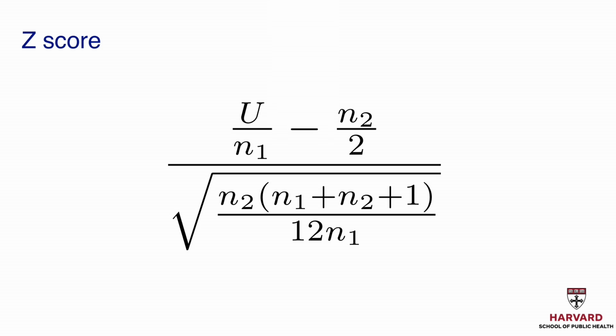The trickier part is computing a standard error for this difference. And with a little bit of mathematics, you can show that this is the standard error of this difference. So we can also use the central limit theorem to motivate that U is going to be asymptotically normally distributed. It's going to be approximated by a normal distribution. So this z-score, when n1 and n2 are large enough, is going to follow a normal distribution with mean 0 and variance 1 when the null hypothesis is true. And we can use that to obtain p-values.